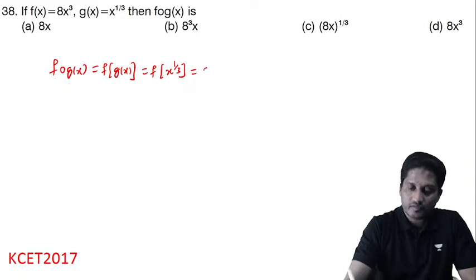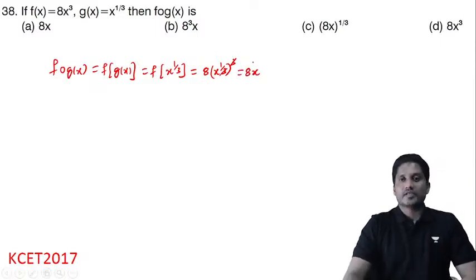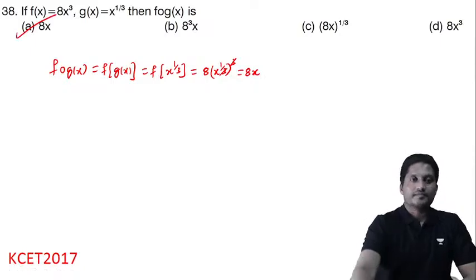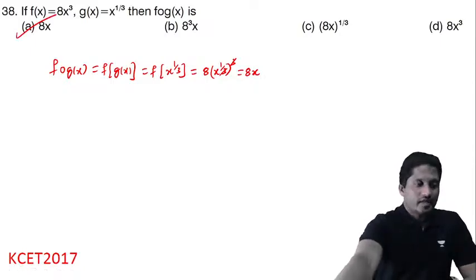F of x is 8x cube, right? 8 into x to the power of 1 by 3 the whole cube. 3 and 3 cancel, and you will get 8x. So f circle g of x is equal to 8x. Answer is option A. Right, let's move to the next question, guys.